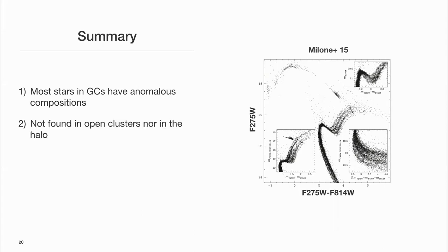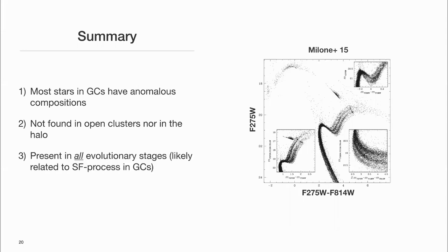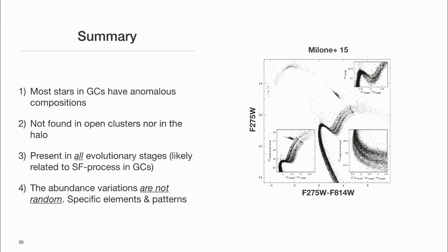These are not found in open clusters, nor in stars in the halo of similar metallicity. They are present in all evolutionary stages, in the unevolved stars as well as in evolved stars. So this suggests that this is related to star formation processes of globular cluster formation, and that the abundance variations are not random. They follow specific elements and follow very specific patterns of correlations and anti-correlations with each other.